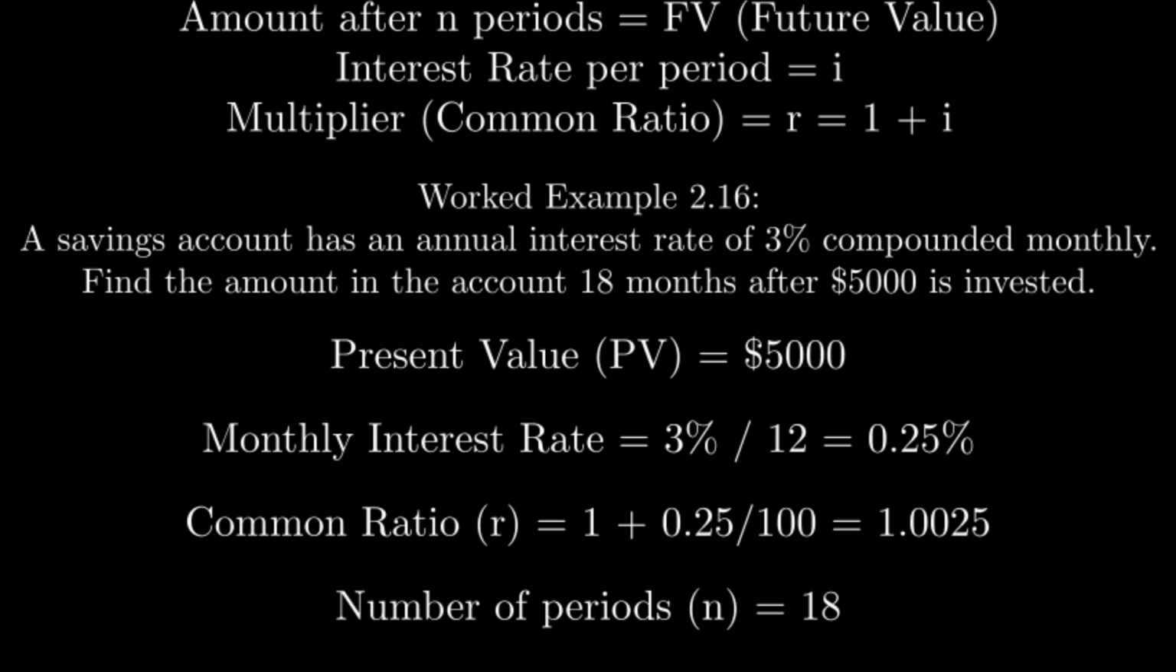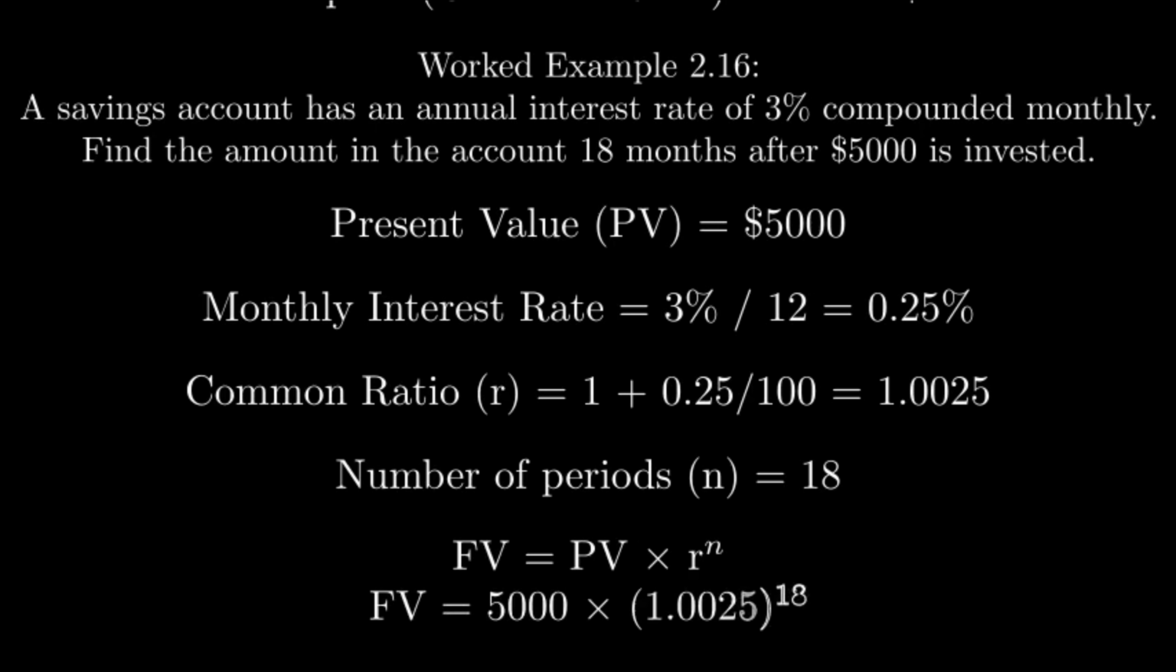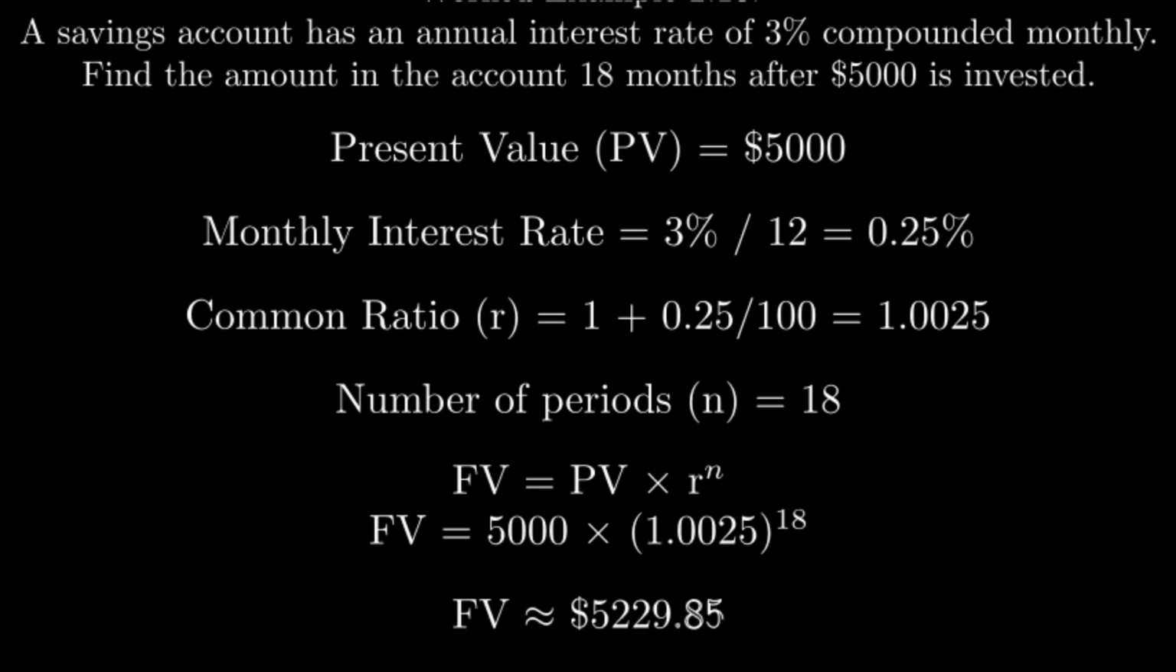Now we can calculate the future value. The future value is just the nth term of this financial sequence, starting from an initial value PV. The formula is future value equals present value times the common ratio to the power of n. So we have 5,000 times 1.0025 to the power of 18. Plugging this into a calculator, we get approximately $5,229.85. After 18 months, the initial $5,000 has grown by about $230.